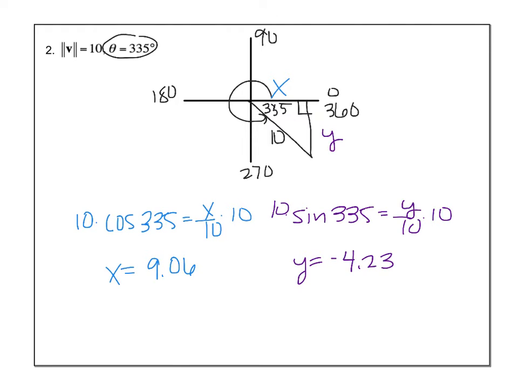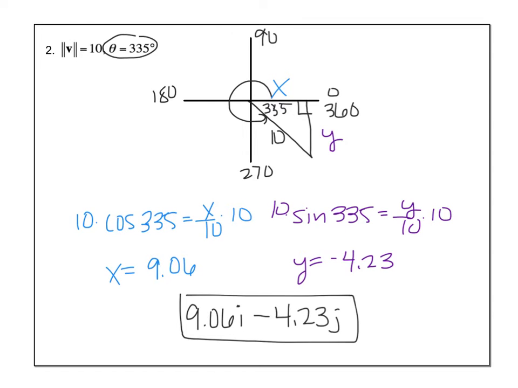So it needs to come out to be negative. And then we're just putting it into component form with the i's and j's, so it's going to be 9.06i minus 4.23j, because that's the vertical component. Okay?